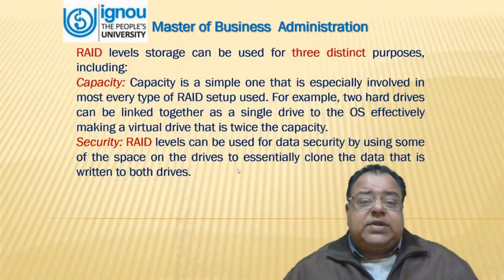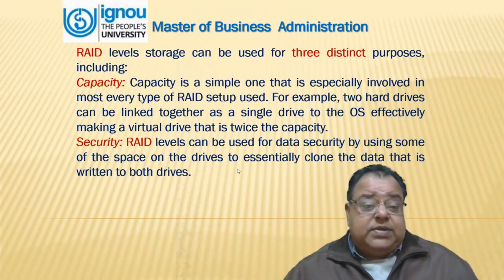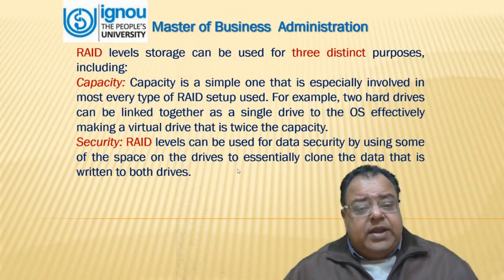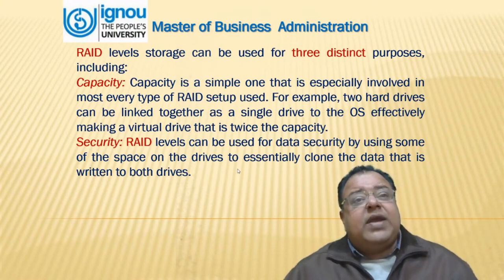RAID level storage can be used for three distinct purposes, including capacity. Capacity is a simple one that is especially involved in almost every type of RAID setup used. For example, two hard drives can be linked together as a single drive to the operating system, effectively making a virtual drive that is twice the capacity.